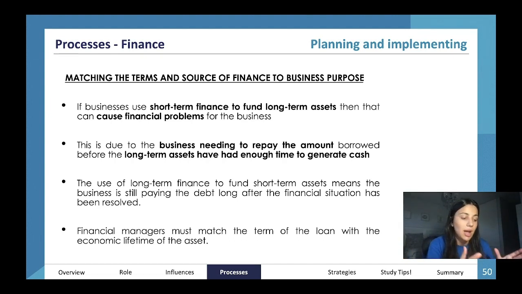And then by the time that stock runs out, I've already paid off that debt because they're both short term, rather than still paying off this massive debenture after that whole situation, after all that stock's been sold. Like, that doesn't really match up. So you just have to make sure that financial managers match the term of the loan with the economic lifetime of the asset. If it's a non-current asset, it's long-term financing, long-term borrowing, long-term debt. If it's a current asset, you want short-term borrowing. So it's just matching up those two.